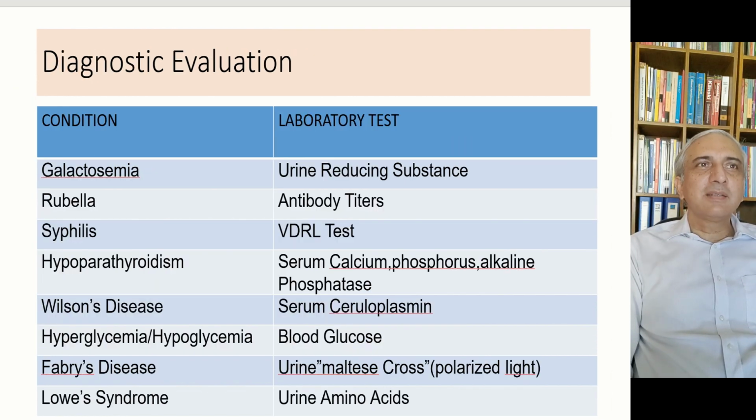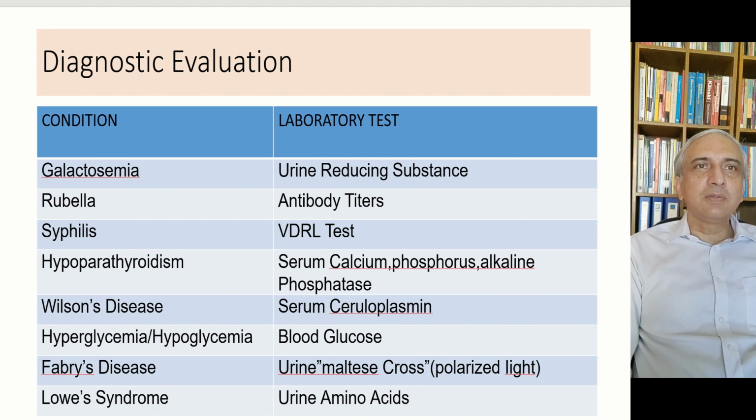So with galactosemia, you will see urine reducing substances positive. For rubella, you will see positive antibody titers. For syphilis, you'll have a VDRL test positive. For hypoparathyroidism, serum calcium, phosphorus, and alkaline phosphatase will be raised.